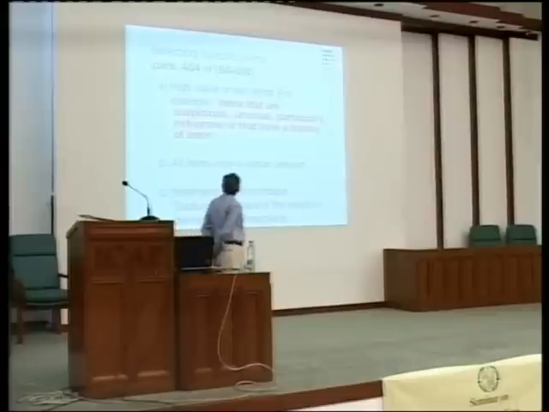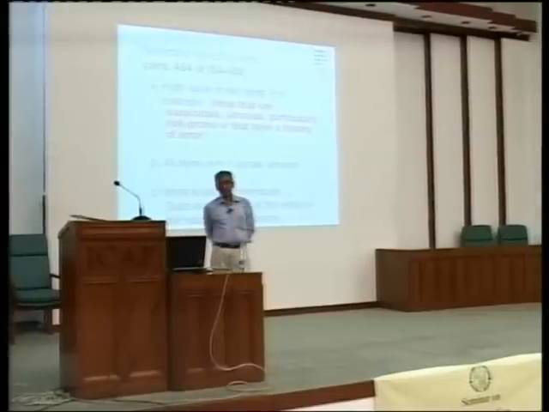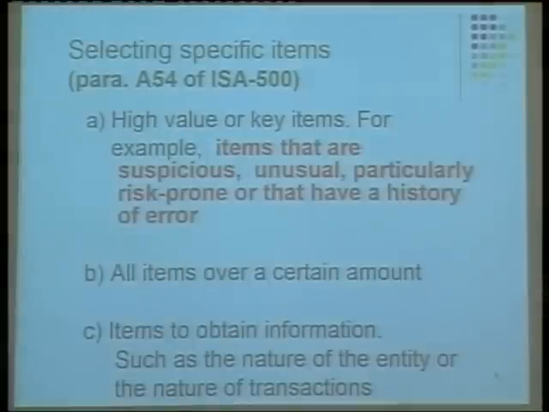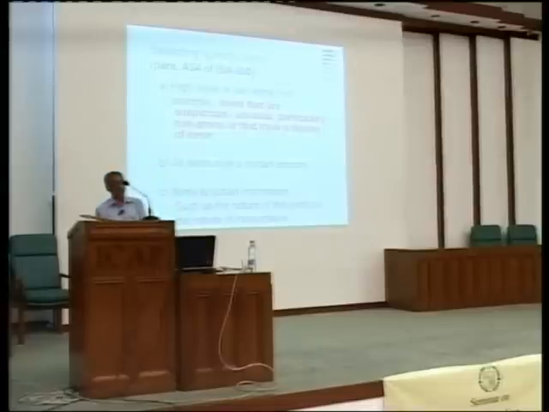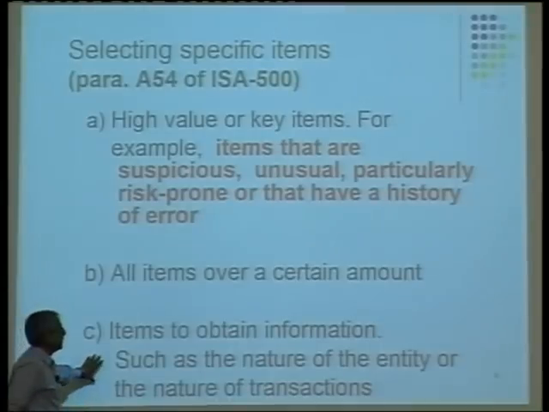What do you mean by selecting specific items? Normally we do high value or key items. For example, items that are suspicious, unusual, particularly risk prone, or that have a history of error. All items over a certain amount. Items to obtain information, such as the nature of the entity and the nature of transactions. Of course, this cannot be subjected to sampling.